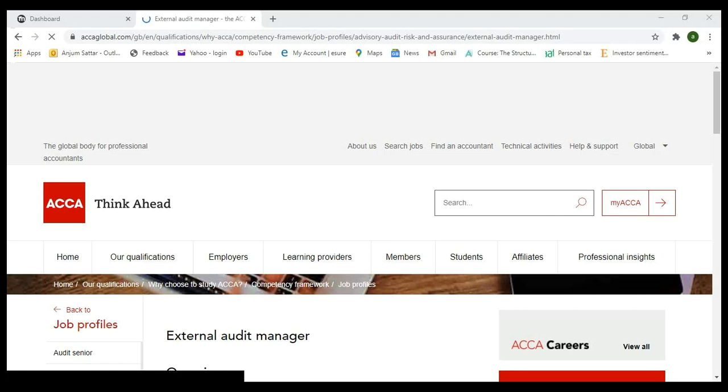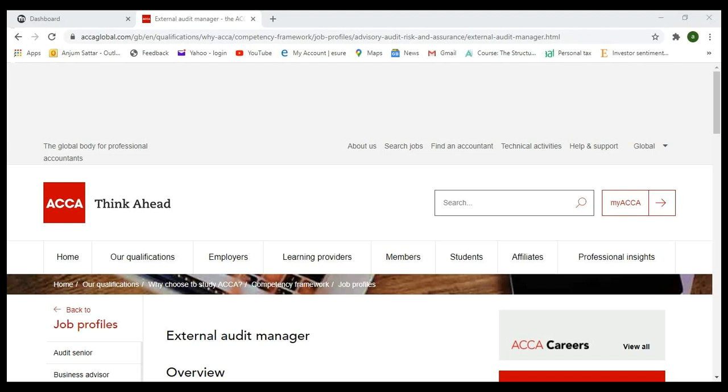Are you aware of the ACCA F8 exam? Have you done the F8 exam? ACCA F8 is all about audit and assurance. I've seen the book, and it's quite good.